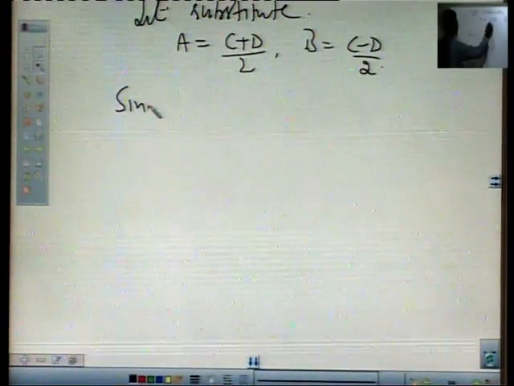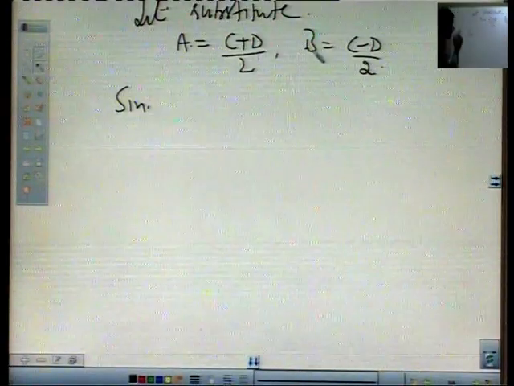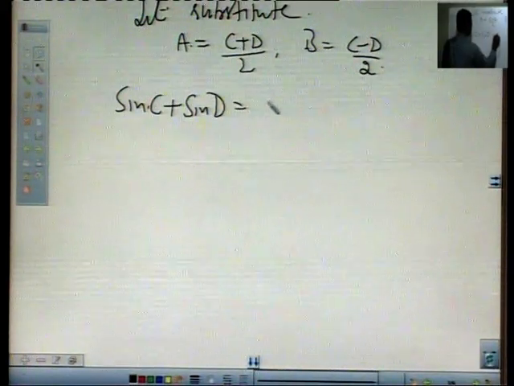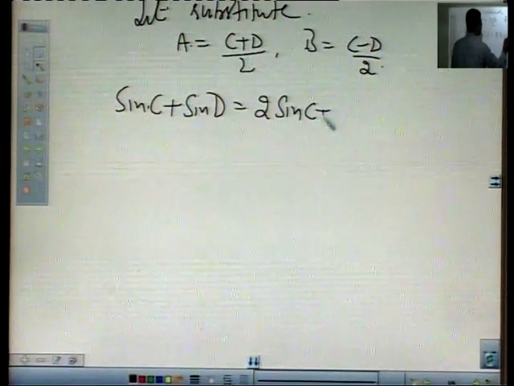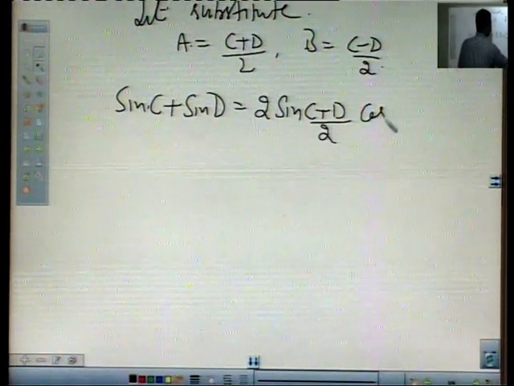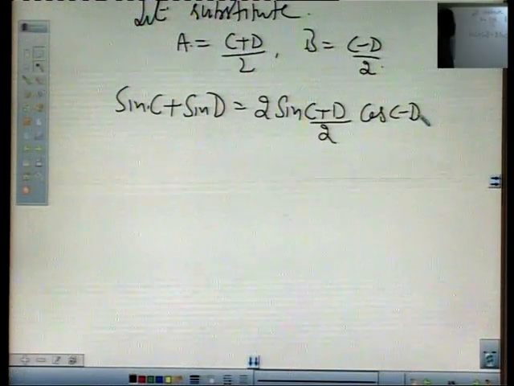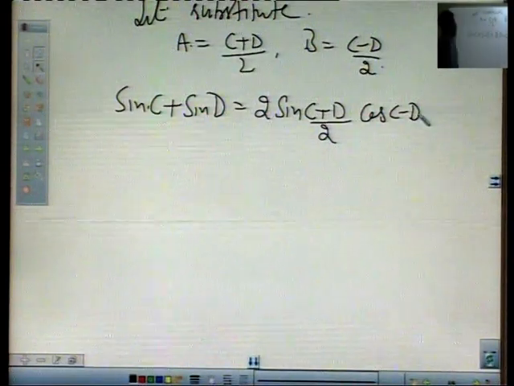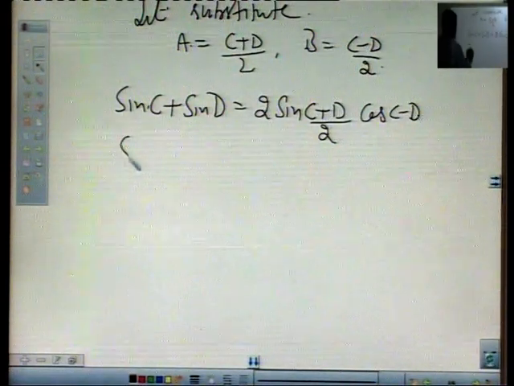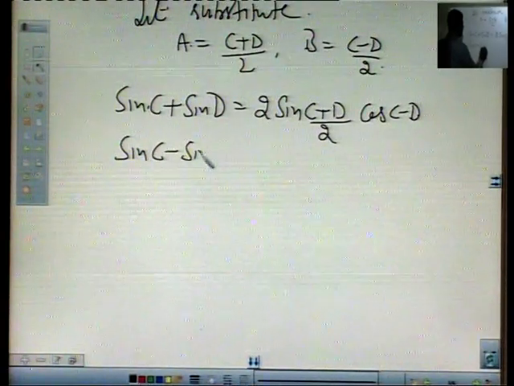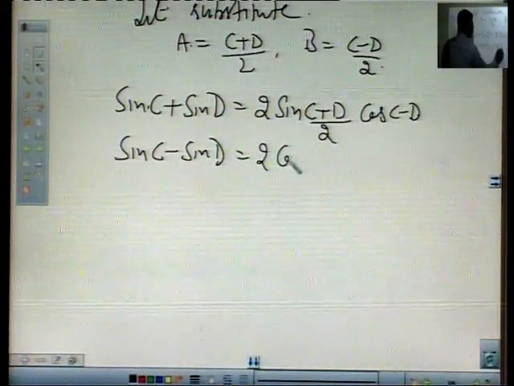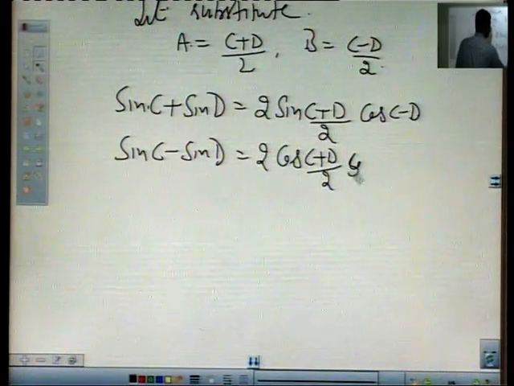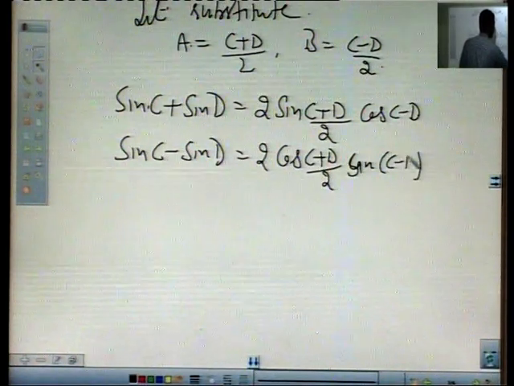First one is, when you substitute the value of A and B in equation number 5, you will get sin C plus sin D is equal to 2 sin C plus D by 2 cos C minus D by 2. This is from equation number 5. Now, if you substitute the value of A and B in equation number 6, you will get sin C minus sin D is equal to 2 cos C plus D by 2 sin C minus D by 2.